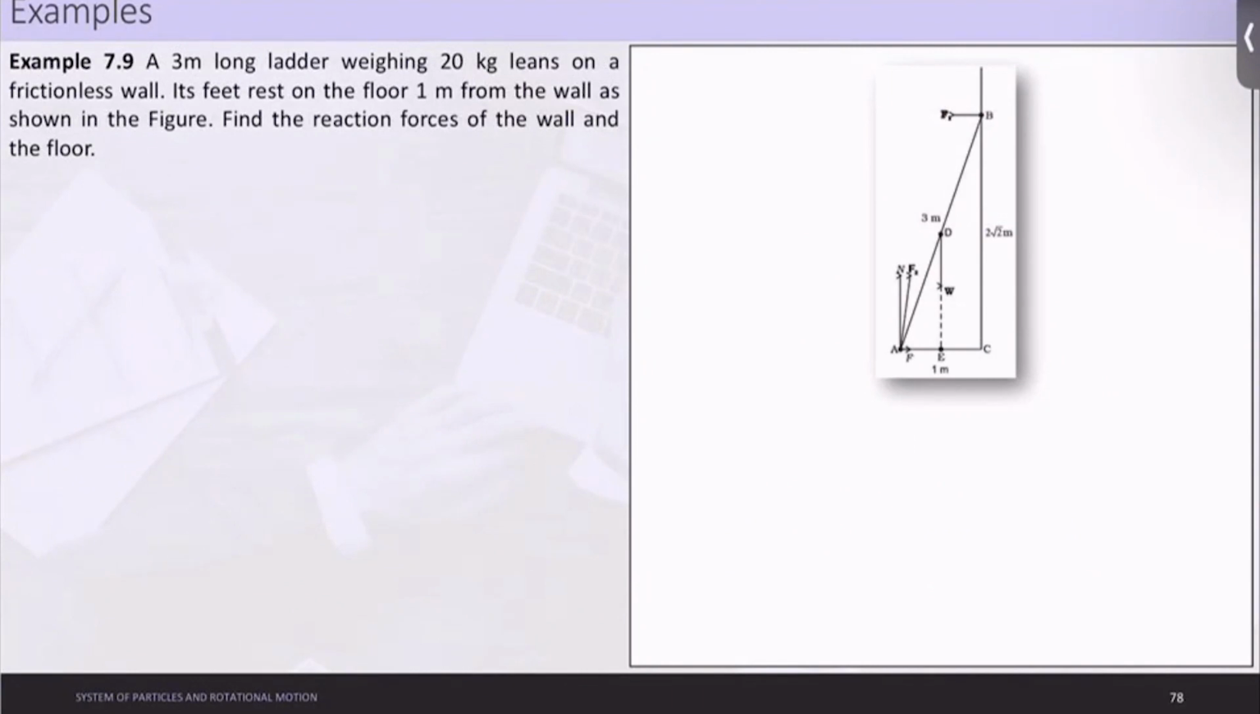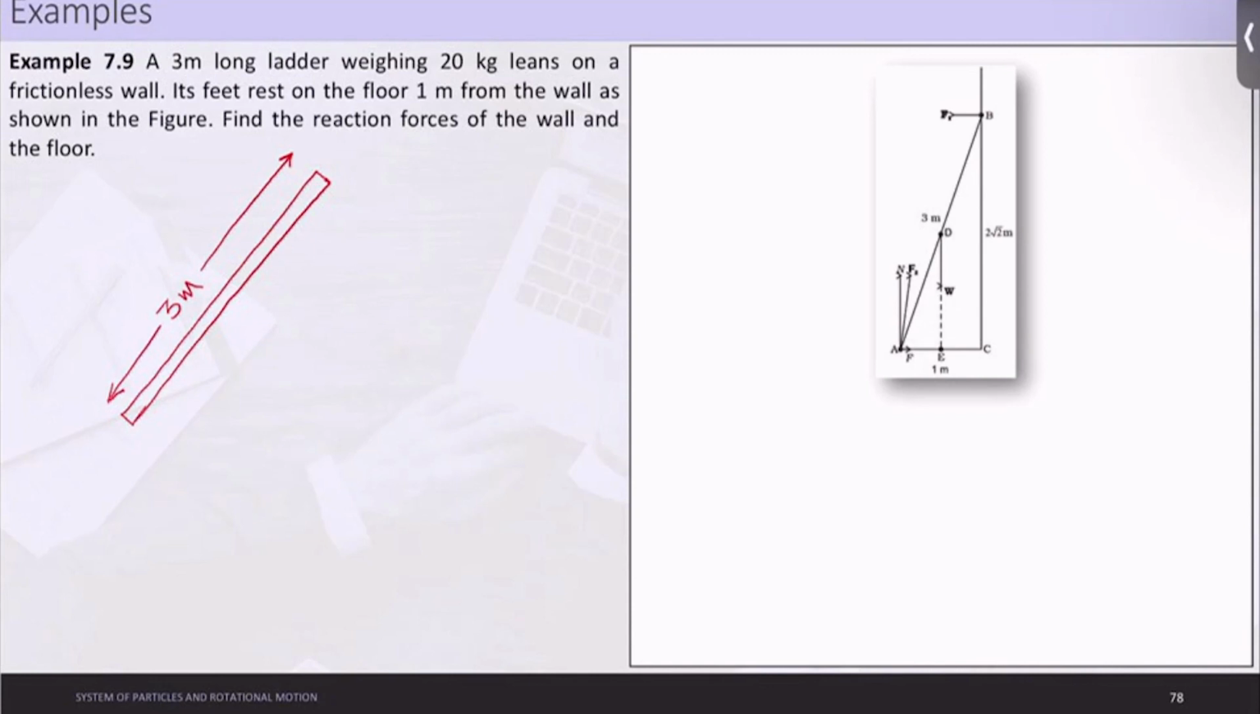Now let us understand one more example, which is about a wall. So it can also be said as equilibrium of a wall. Okay. So the question simply states that, let me draw the example again. A 3-meter long ladder. So let us assume this is the ladder. Okay. It's a 3-meter long ladder. That means this is your 3 meter, correct? Which is weighing 20 kg.